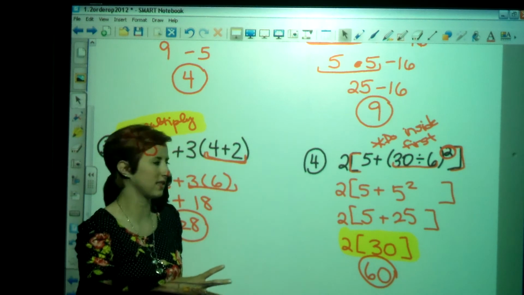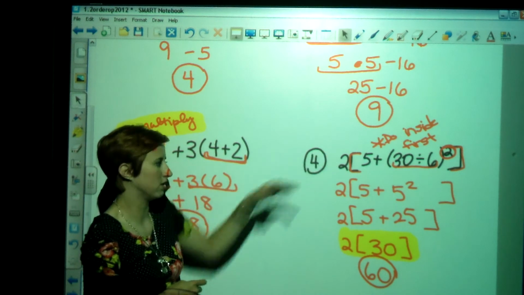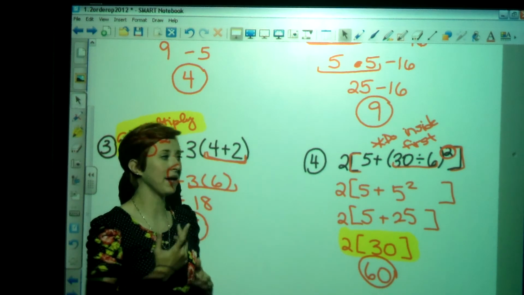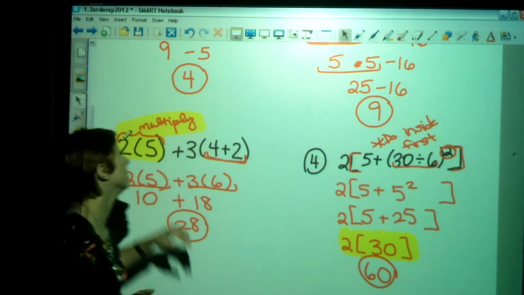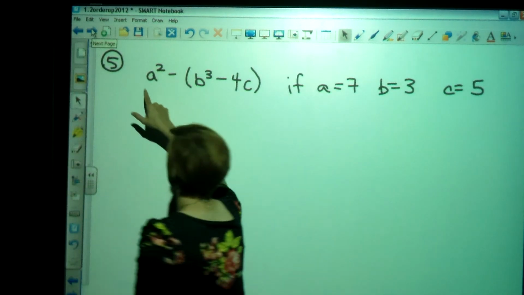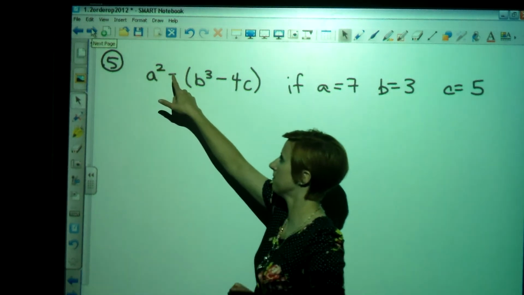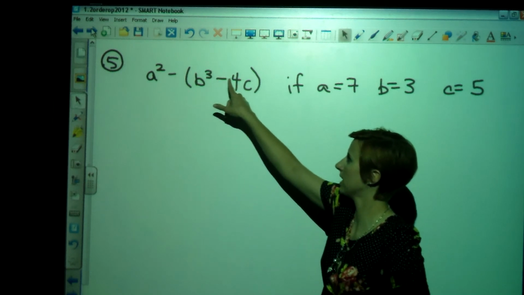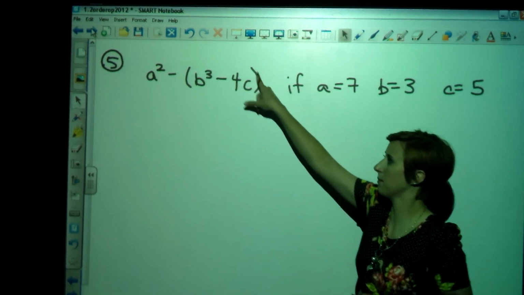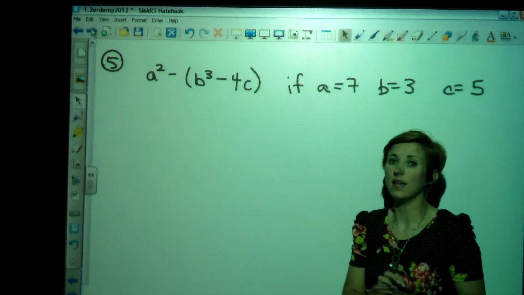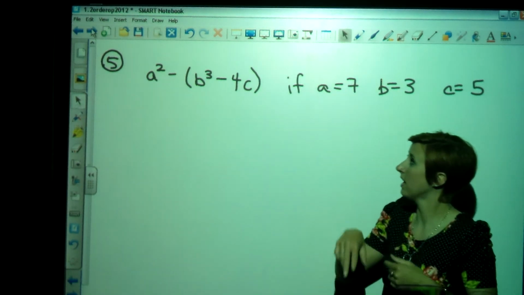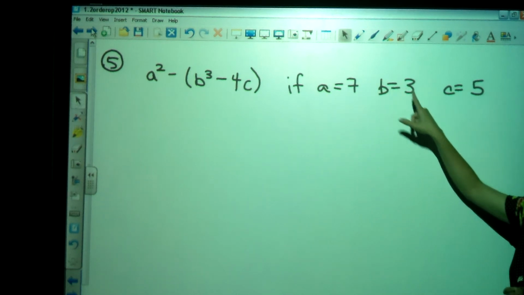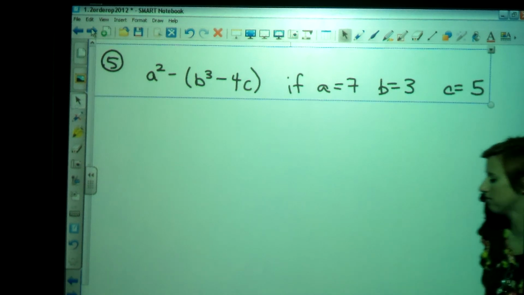Now with this first set of examples, they gave us the expression, and all we had to do is use the order of operations to solve it out. Now with the next one, they're going to make us do one extra step. So for example 5, it gives me variables: a squared minus, in parentheses, b cubed minus 4c, then parentheses. It then tells us a equals 7, b equals 3, and c equals 5.